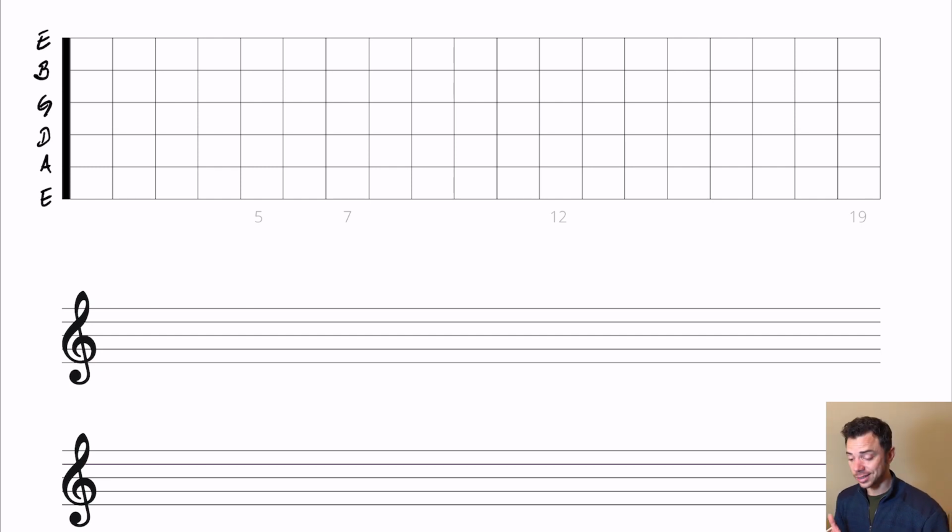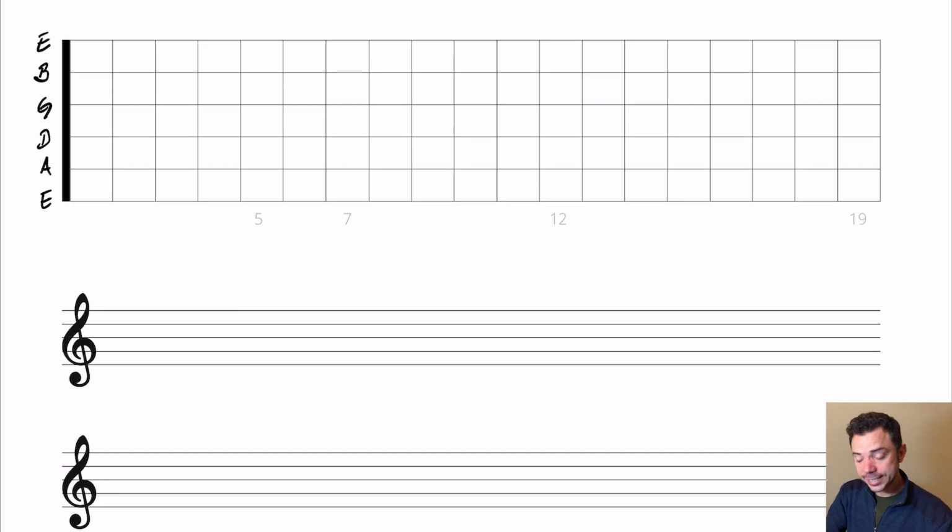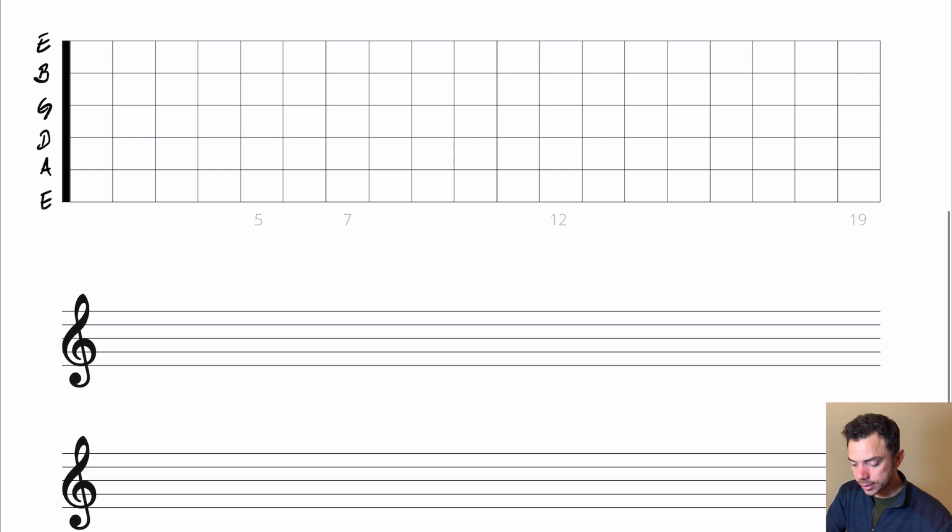The next step that we usually do is learning the natural notes on the first 3 frets, which would give us the following notes. On the 6th string, we got E as an open string, then we got F, we have G on the 3rd fret. If we move to the 5th string, we have A as an open string, B on the 2nd fret, and C on the 3rd fret.